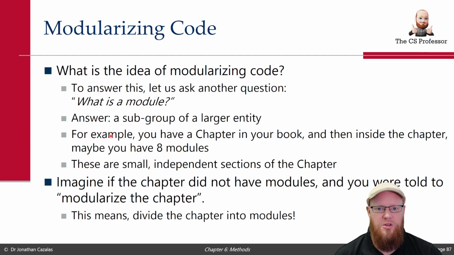So you have a chapter in your book, or you could have modules in your book, maybe 8 modules. Imagine if your textbook had no chapters, no modules, and it just went 600 pages from page 1 to page 600. That would be a disaster, right? By breaking it up into modules, it's easier, more palatable to consume.